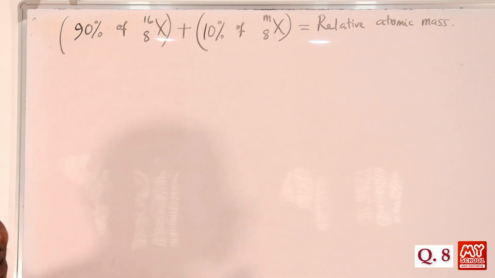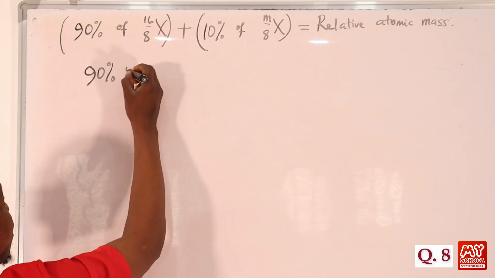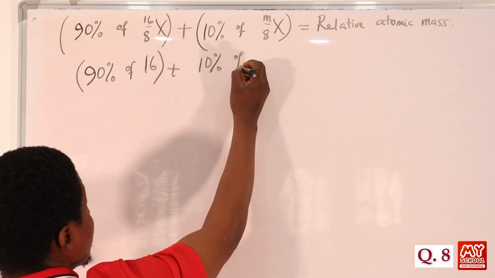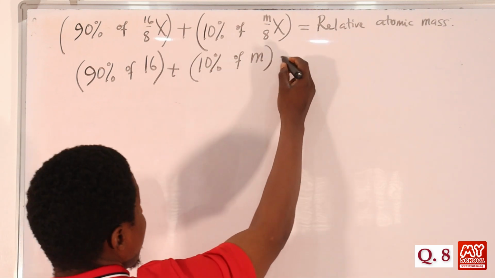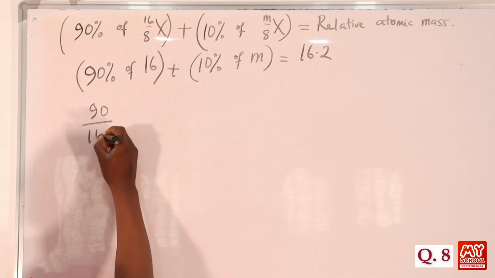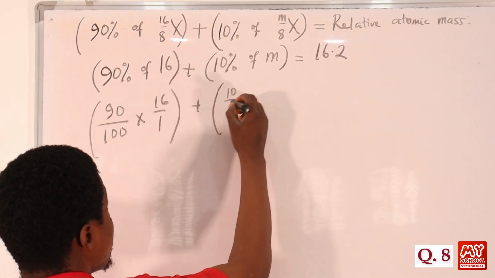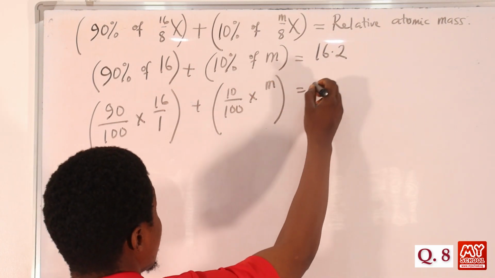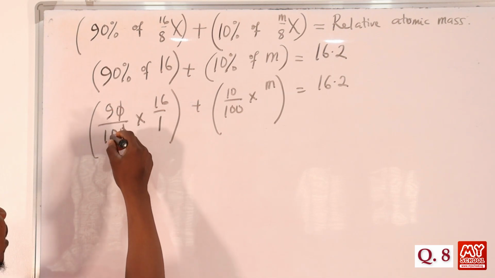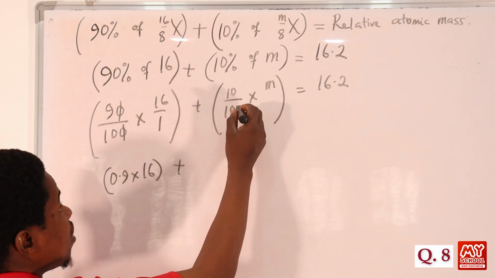So what do we have now? Our business here is just with the mass number that we have here. So we have 90% of 16 plus 10% of M. Of course, M is the unknown. That's what we want to find. Then the relative atomic mass we are given from the question to be 16.2. So 90% means 90 over 100 multiplied by 16 over 1, plus 10% is 10 over 100 multiplied by M, all equal to 16.2. Okay, so we have 0 cancels 0 here. This is 9 over 10, which is 0.9. So we have 0.9 times 16 here, then plus, 0 cancels 0.